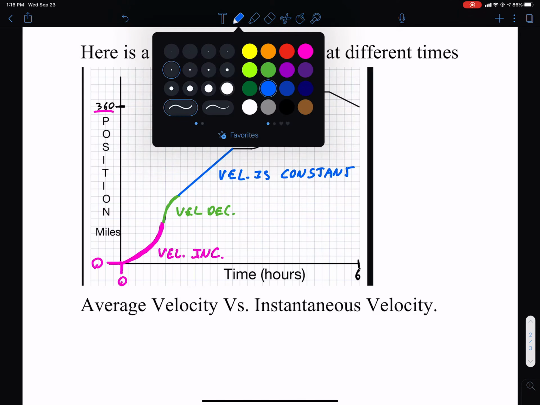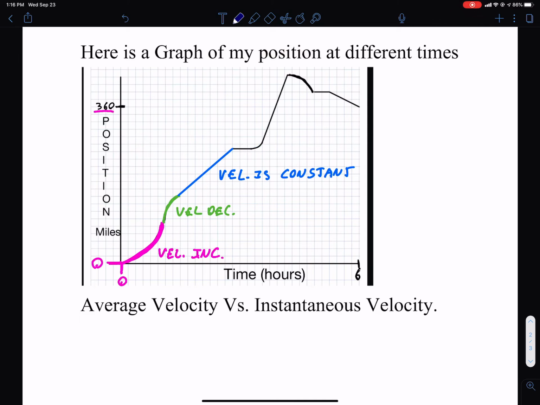And then I'm going to give you one more region. This dark, no, it's too close to the other one. I'll do this funky brownish color right there. In that region, look what's happening. My position is staying the same. I'm not moving. My position's not changing. So in this little region, my velocity is 0.